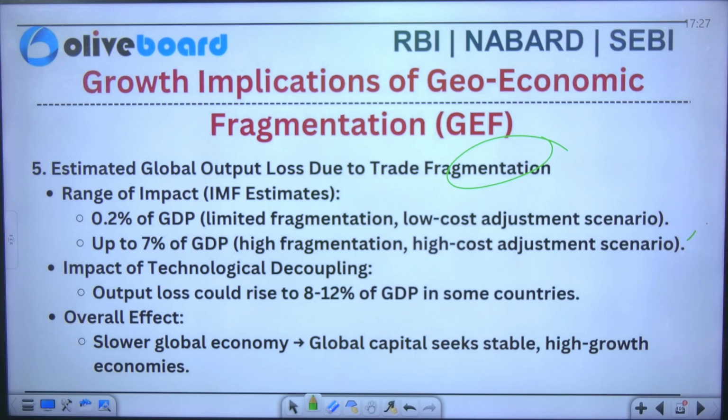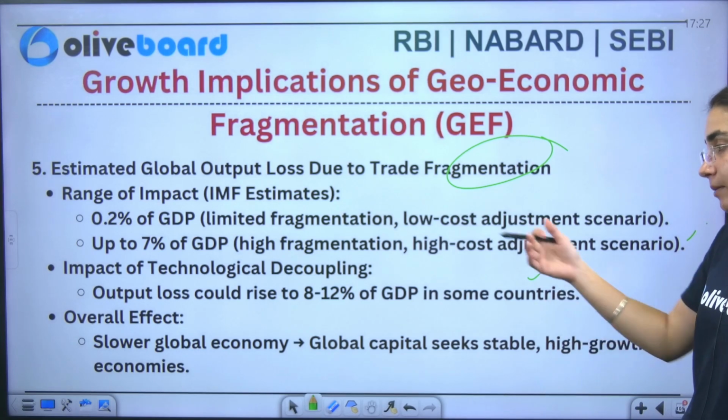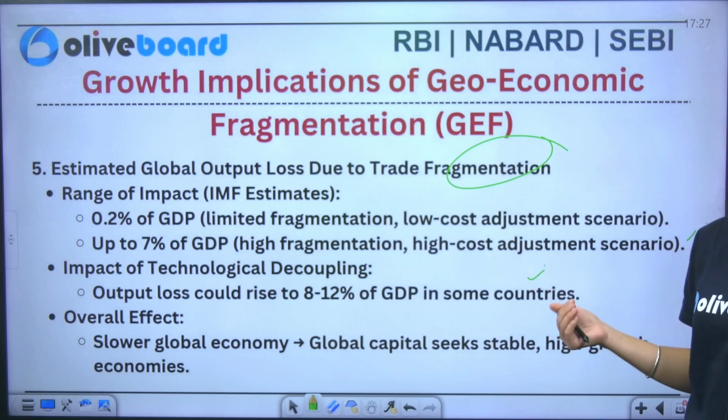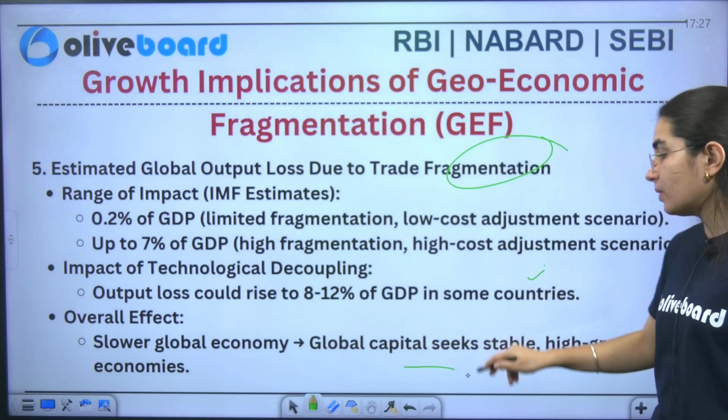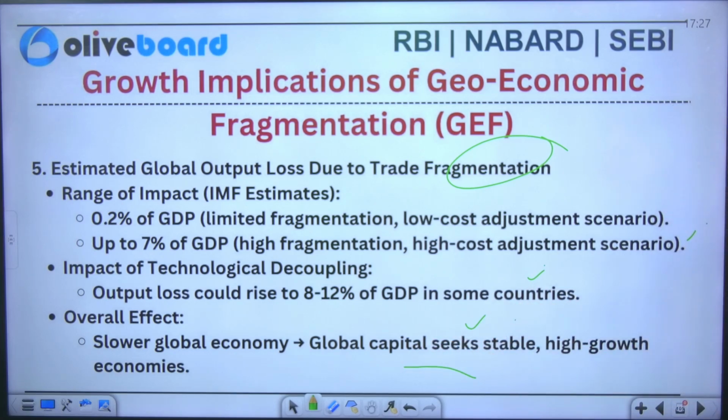What is the impact of technological decoupling? You can see output loss could rise to 8 to 12% of GDP in some countries, and the overall effect is that we may see a slowdown in the global economy. Global capital seeks stability, but we can see that there is some fumbling somewhere. Now higher growth economies we are also.